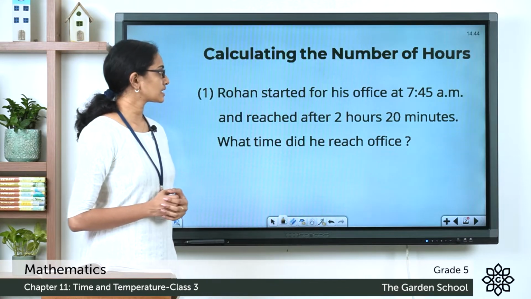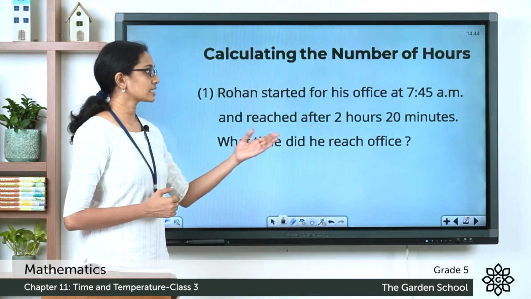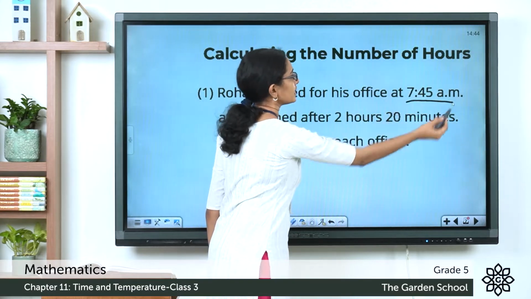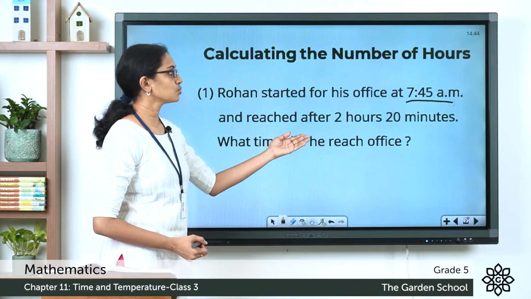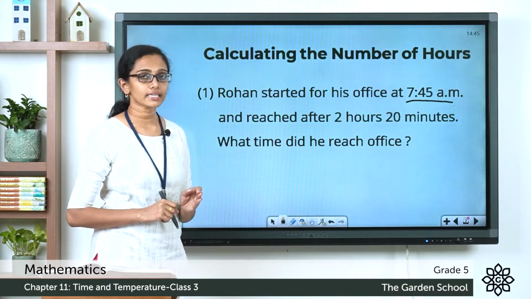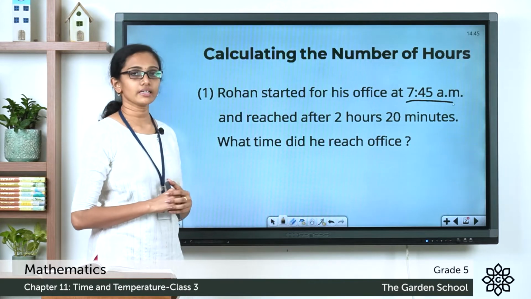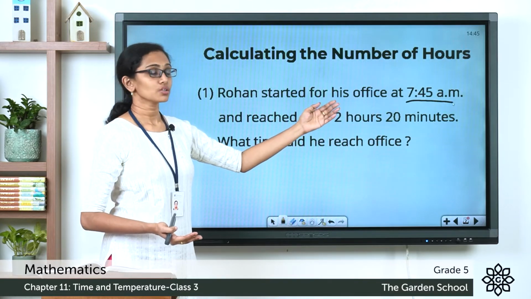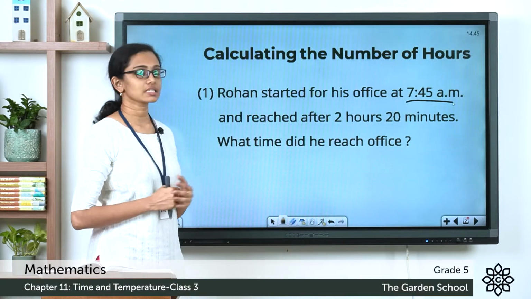So what is mentioned in the question? The time he started from his home is given, which is 7:45 a.m., 7:45 in the morning, and he reached after a travel of 2 hours and 20 minutes. You are asked to find out at what time exactly he reached his office. So how can we find out that? If you add this 2 hours 20 minutes to the time he started from home, we will get the time that he reached his office, right?